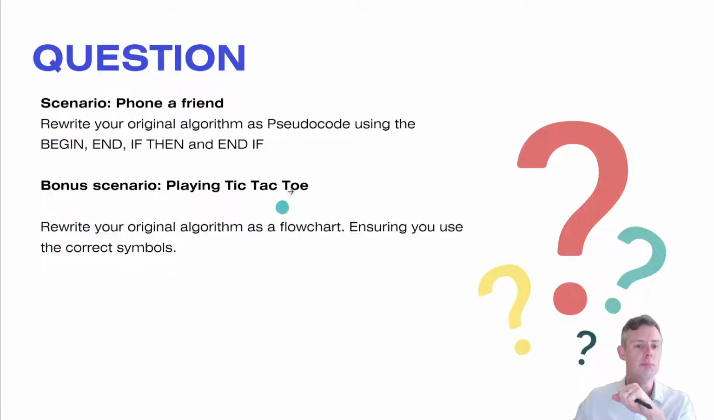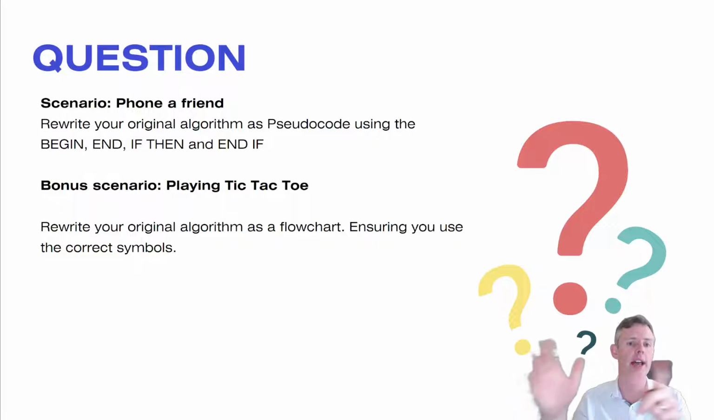And if you've had a go at the bonus scenario, I would like you to rewrite that one as a flowchart. Okay? If you haven't done the tic-tac-toe, but you'd like to try a flowchart, do the phone one as a flowchart as well. So you've got both examples going on. So guys, I'm going to pause, let you guys do that, and I'm going to come back with an answer to the phone a friend pseudocode.